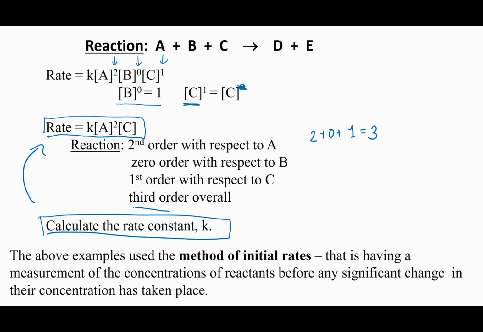Now, again, I want to remind you that this method is called the method of initial rates. And that means I'm running a series of experiments and I'm trying to get that instantaneous rate at the start of this reaction. And by changing one variable at a time, I can see the impact or the order of that reactant. All right, I hope that made sense, you guys.